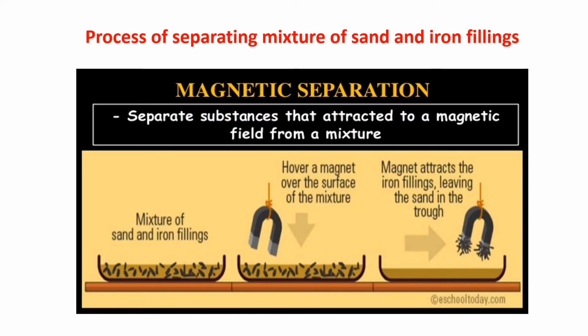Now this is one experiment given: the process of separating a mixture of sand and iron filings. Iron has a property that a magnet can attract it. There is a mixture taken in a bowl, sand and iron filings. Now bring a magnet and hover it over the surface of the mixture. The magnet attracts the iron filings, leaving the sand in the trough. And in this way, you can separate iron filings and sand.